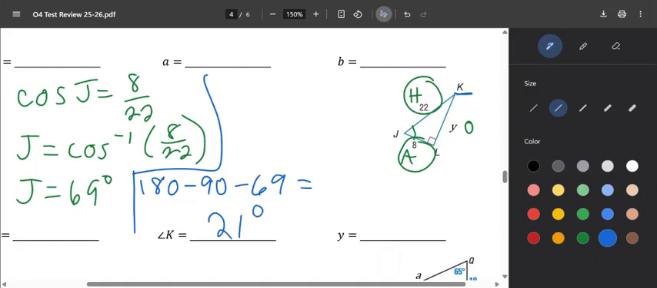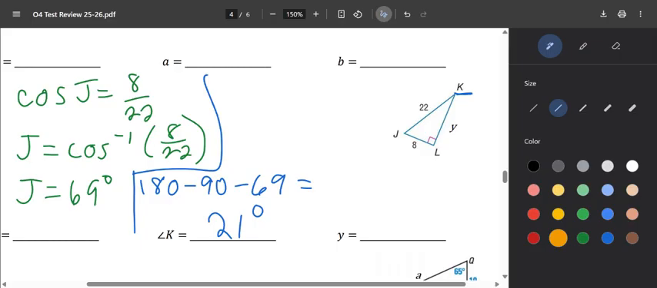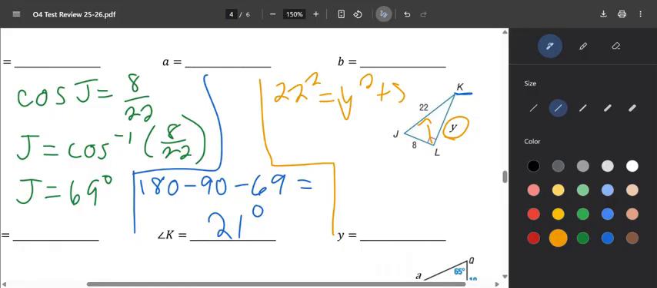All right, last but not least, we need to find that missing side. So I'm going to erase just so I don't have to be looking at everything. We're finding the missing side, which is Y. Well, we're given two sides. We're finding a missing side. This is the Pythagorean theorem. So we're going to have, let's see, our hypotenuse is 22. So 22 squared is equal to y squared plus 8 squared.